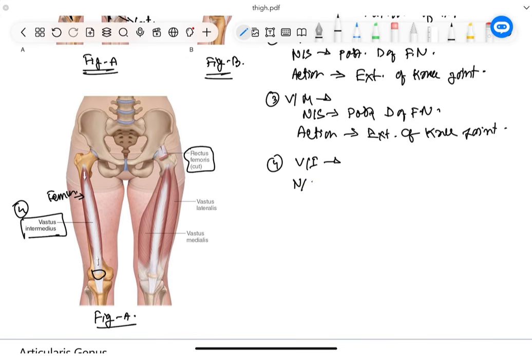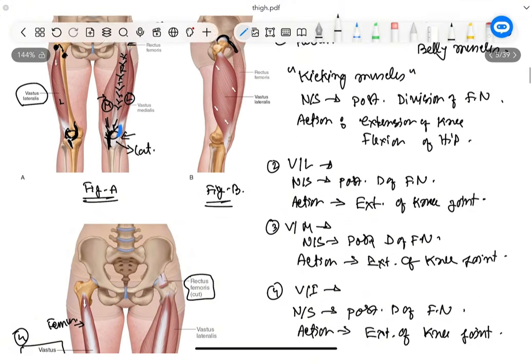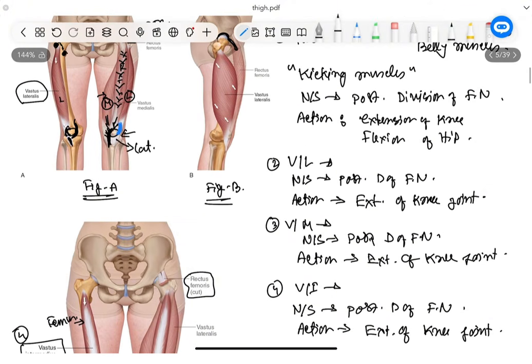What is its nerve supply? Its nerve supply will also be the same, the posterior division of the femoral nerve. What is its action? Its action is also extension of the knee joint. So as I said, the group function is extension. All the quadriceps do extension of the knee joint. It's a common function for the quadriceps group of muscles.